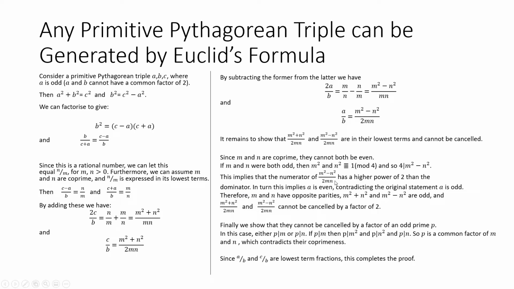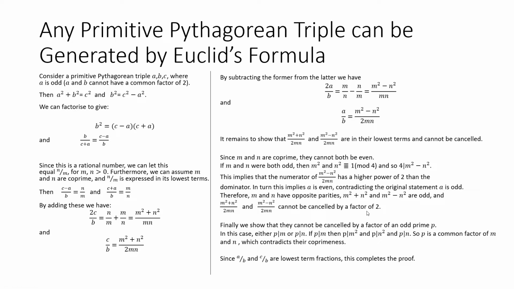Now, since this was a over b, it would imply that a is an even number, but I said at the very beginning a is an odd number. So that's not possible. Therefore, of m and n, one must be odd and one must be even. M and n have opposite parities, so an even square is even, an odd square is odd, so these are both odd, m squared plus n squared and m squared minus n squared. And so I cannot cancel these by a factor of 2 with odd numerators in both cases.